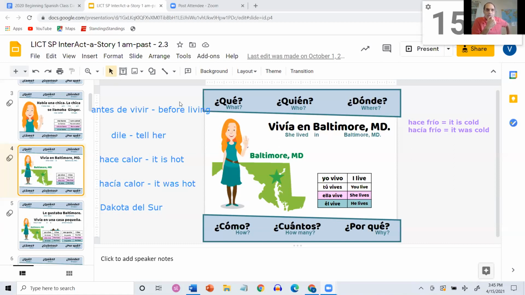Lauren, describe la situación. Ginger vivía en Baltimore, Maryland. I just went blank. Antes de vivir en Baltimore, Ginger vivía en Dakota del Sur. Ginger le gustaba vivir allí porque Ginger le gustaba el frío. Joe vive en Dallas. Antes de vivir en Dallas, Joe vivía en Hawai. Joe le gustaba vivir ahí porque, can I say, well, hacía calor, but can I say he liked the heat, like just el calor? Can I say that? El calor is the heat. Okay. And that makes sense, just the heat.